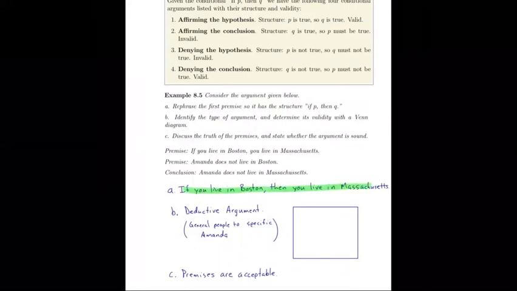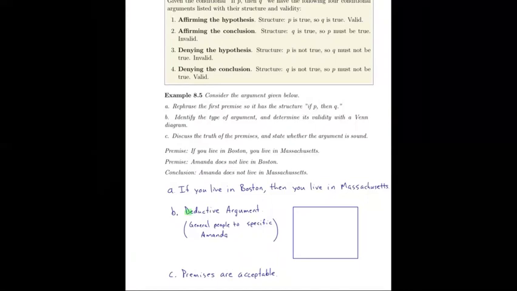We were given if you live in Boston, you live in Massachusetts. All we needed to do to rephrase that was add the word then. So we've got it. If Boston, then Massachusetts. And now identify the type of argument, determine its validity with a Venn diagram.